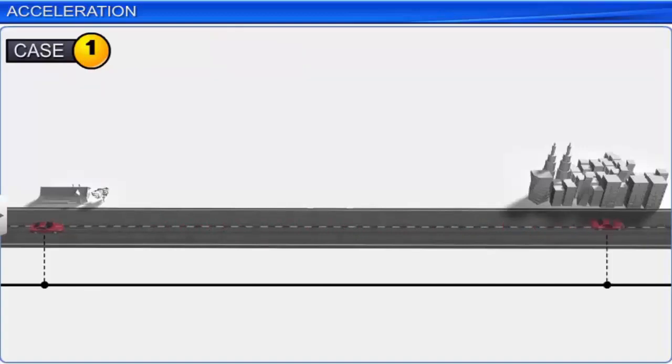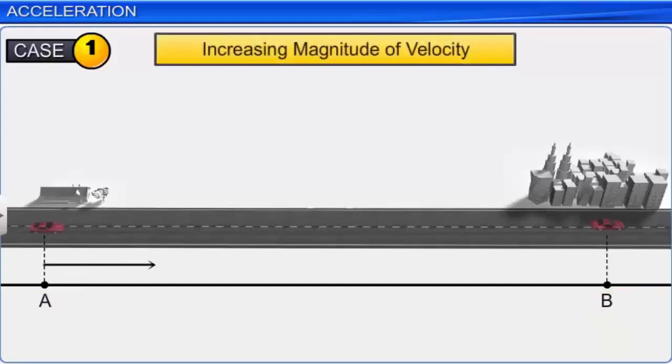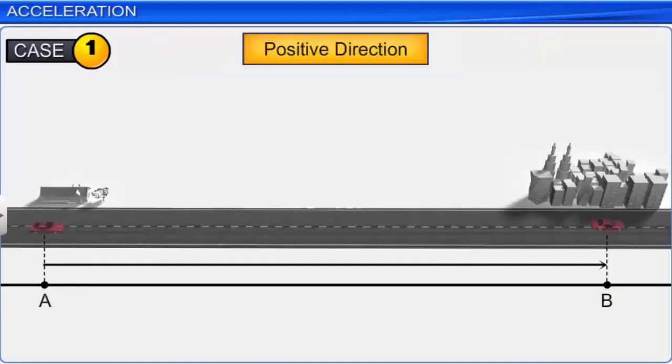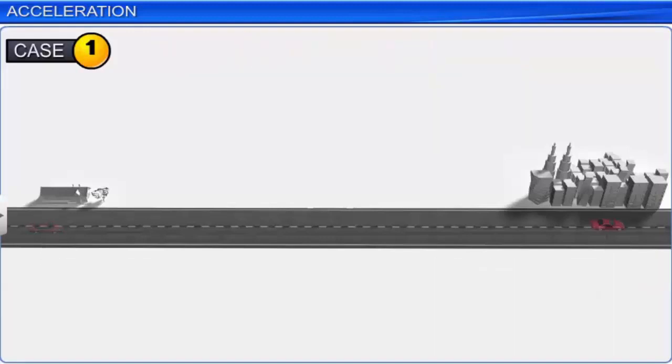The body is said to be moving in the positive direction. Here, delta v is positive and direction of motion is positive. Therefore, with these two values being positive, acceleration is also positive.